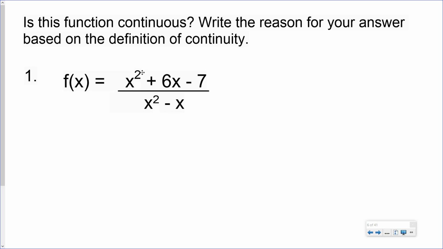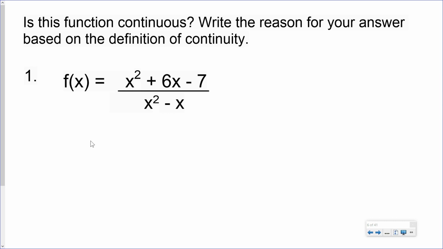And this problem says, hey, look at this function. Tell me, is this function continuous everywhere, or is there a discontinuity? And if there's a discontinuity, tell me why this thing is discontinuous. Does that make sense? Okay, so what do you guys think I should do first?